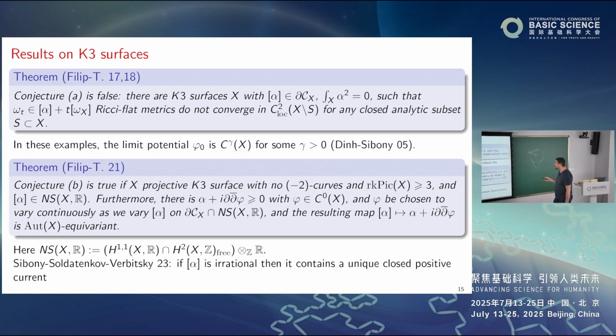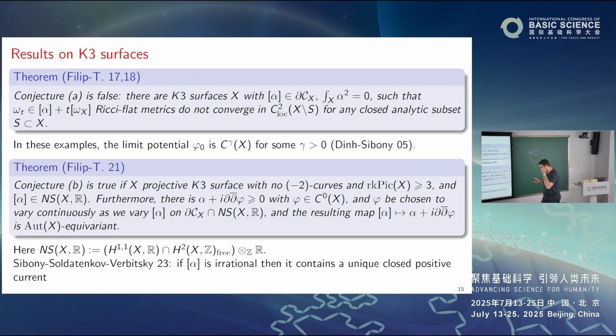So there are some K3 surfaces with such classes on the boundary collapsing, such that if you approach this direction, exactly the same picture but the class is a different one, then the Ricci-flat metrics do not converge again in C2. Sorry, this is supposed to be C0. When I write C2, it's C2 for phi, so C0 for the metric, and the same for the previous theorem. So anyway, they do not converge smoothly, let's say, for any closed analytic subvariety. I will discuss this example in more detail in the next slides.